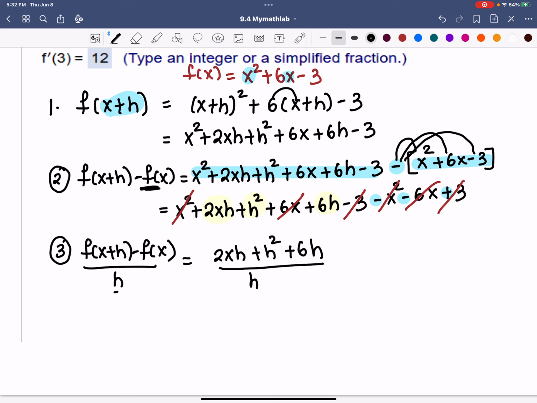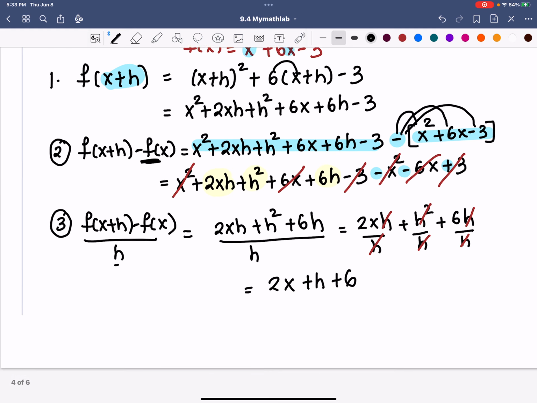Again, a cheat sheet here. I like to divide each and every time. You don't have to do this, but I like to do it this way so you can see and you're not making mistakes with dividing. So as you can see, I divided each term, h, boom, h gone, h gone. So what I have right now is 2x plus h plus 6.